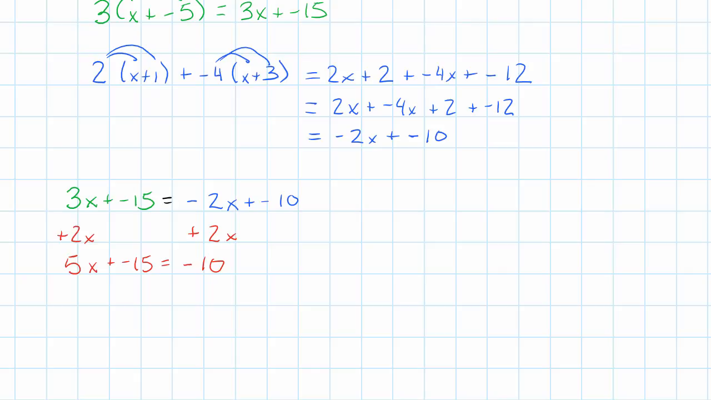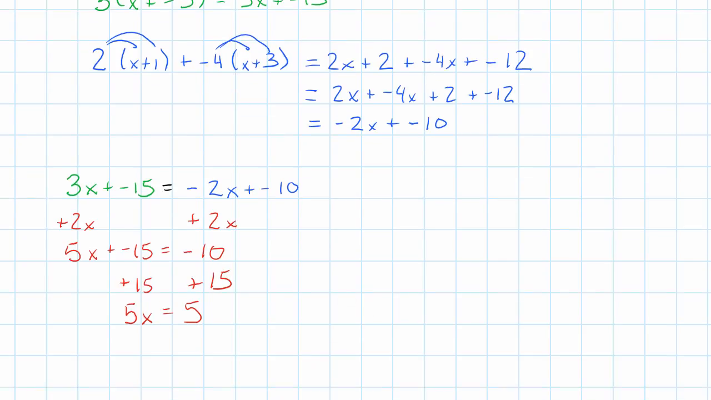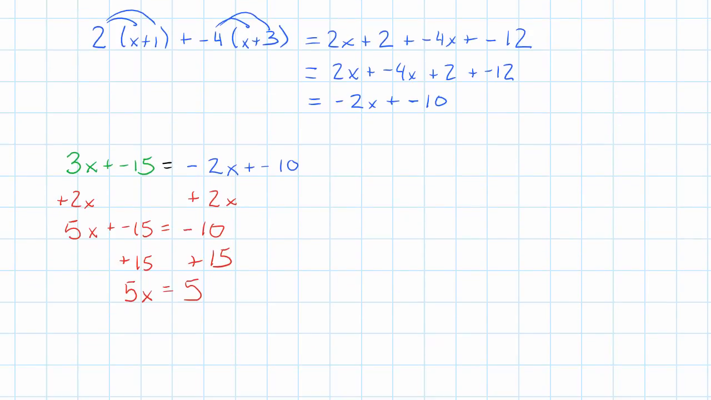Let's see. Now I'll add positive 15 to both sides, and negative 15 plus positive 15 is 0, so I'm left with just 5x. Negative 10 plus positive 15 is 5. Finally, I'll multiply both sides by 1/5. 1/5 times 5x is just x. 1/5 times 5 is just 1.